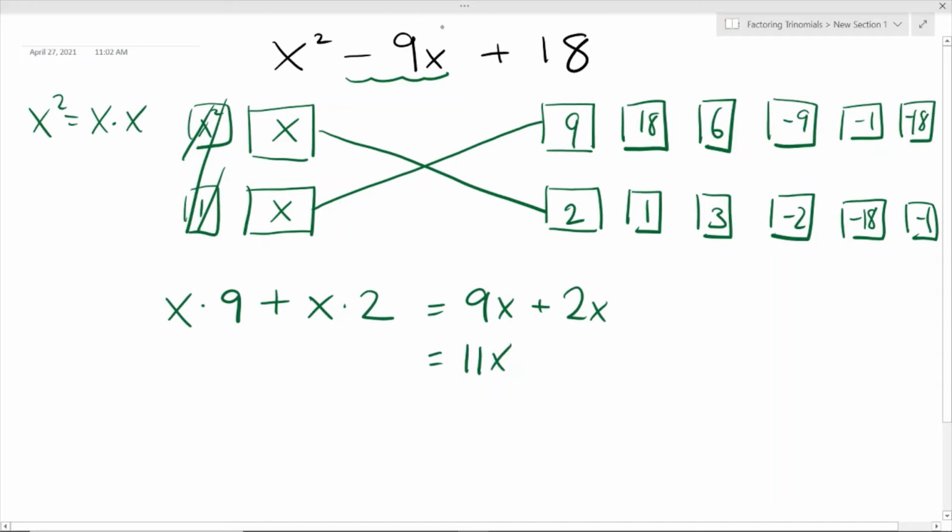And is that equal to negative 9x? We're trying to see, when we cross these over, if it's equal to negative 9x, and here it's not equal to negative 9x. So we can't use this one, and we can't use this one. So this is gone.